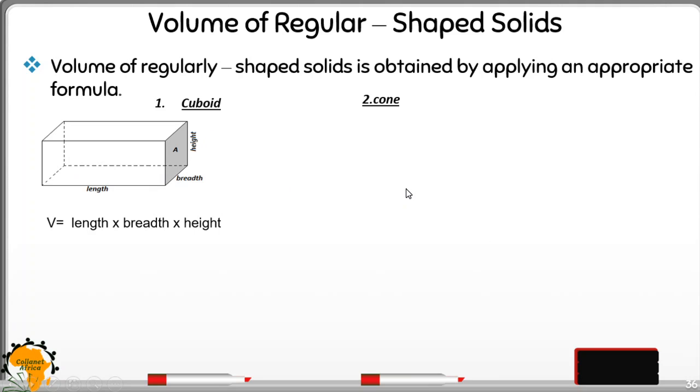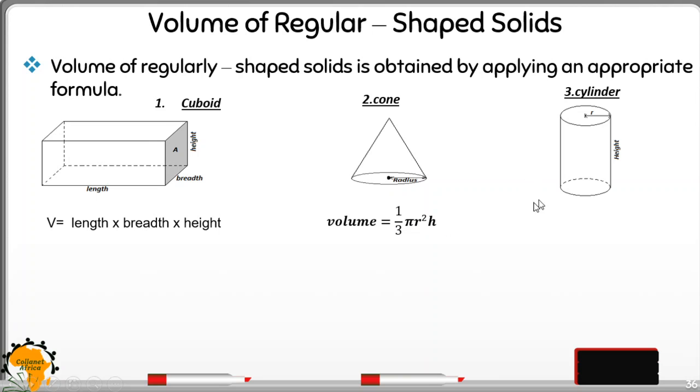That is cuboid. We move to a cone. A cone, we have a third pi r squared height. Then we have cylinder. Again, cylinder is the area of cross-section multiplied by height. The cross-sectional area is this one. It is circular, that is pi r squared, then multiplied by our height.